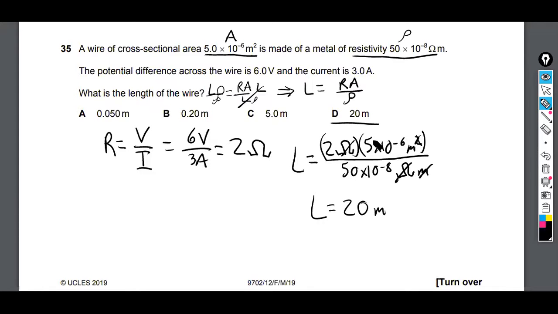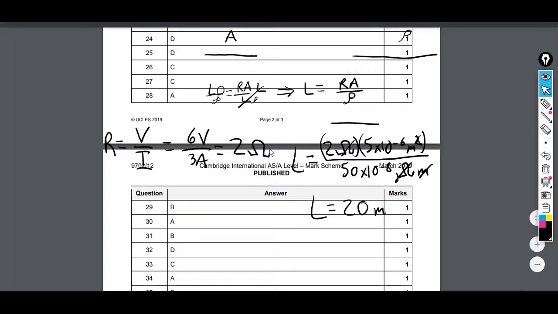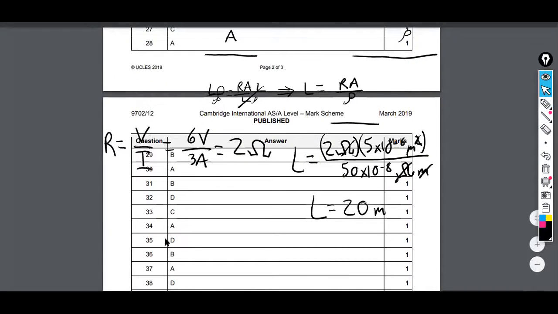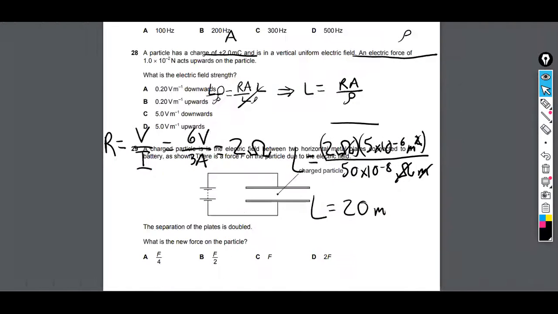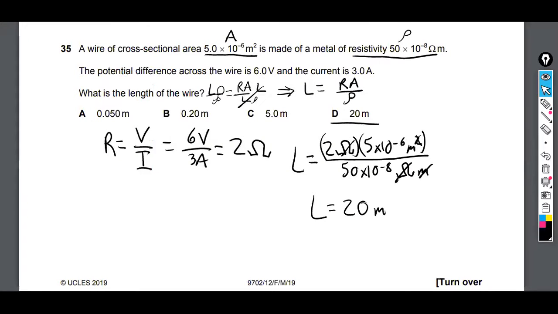All right, and the moment of truth is when I click on this tab, the mark scheme. We look at question number 35, and we're looking for D. Question 35 is D. Good feedback. We'll take a look again. D is 20 meters. Good.